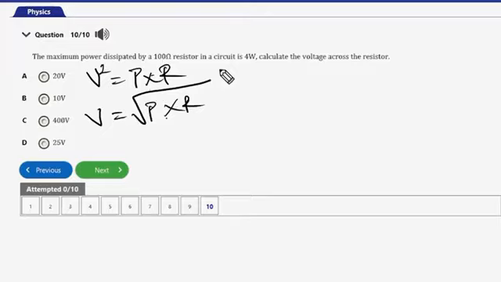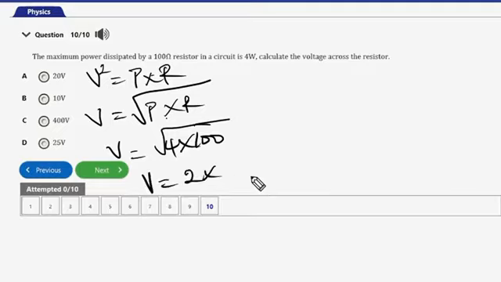The resistance is given, the power is given, so V now is going to be square root of 4 times 100. So guys, this will be actually square root of 4 is 2 and square root of 100 is 10. So V is equal to 2 times 10, and that's 20. So this will be 20 volts, and that's option A here.